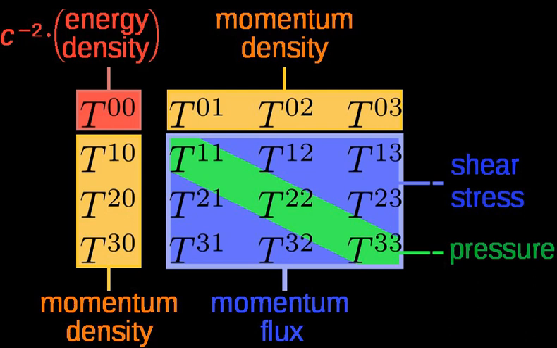Therefore, the trace is given by T = 3P − ρc². The four velocity satisfies u^α u^β g_{αβ} = −c².